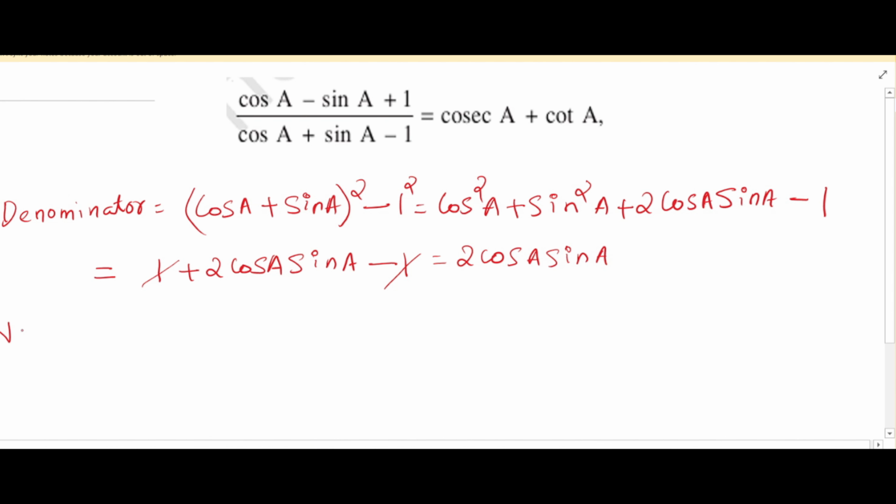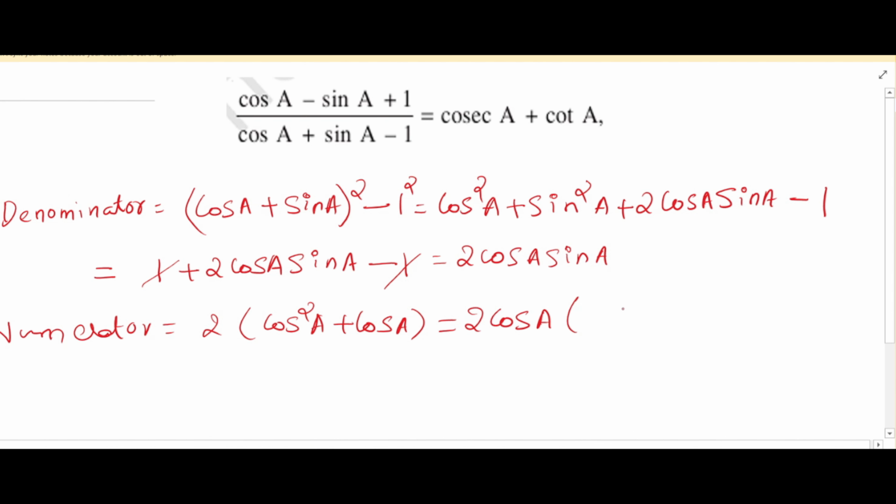And our numerator is equal to 2 into (cos square A plus cos A). Next, I am going to take one cos A outside the bracket as common. So it becomes 2 into cos A into (cos A plus 1).